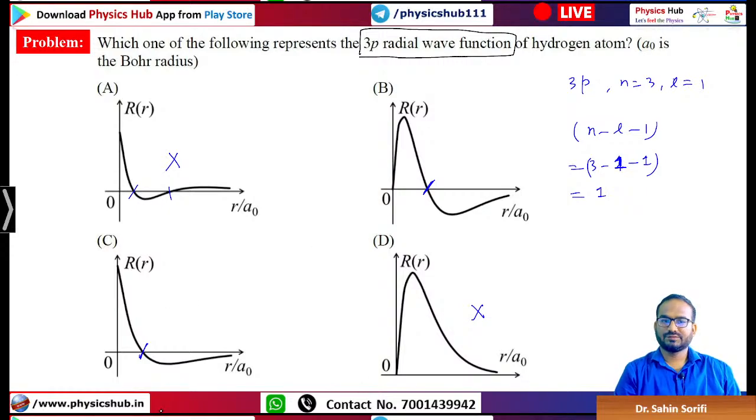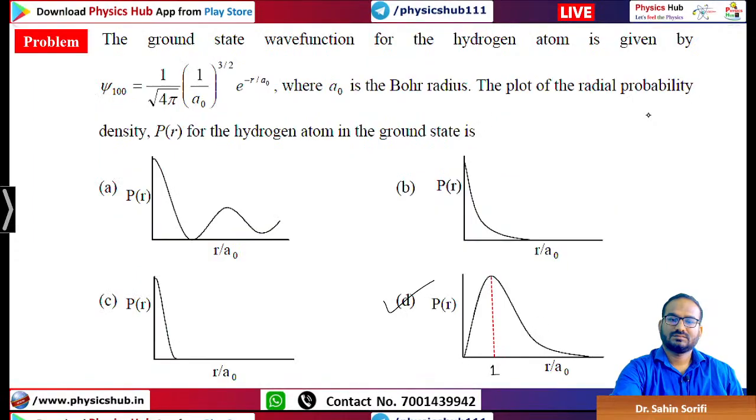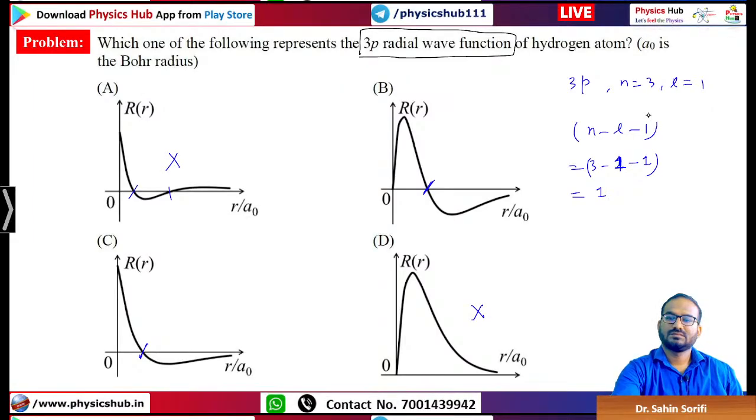Okay, so how do we select? We have to go to the properties. It varies as r to the power l for small r. So when r is small, something to the power 1, so it will be near about 0, and it decreases exponentially at large r. Now, but this is not the case. It is not small at this initial point, so this will be option B.